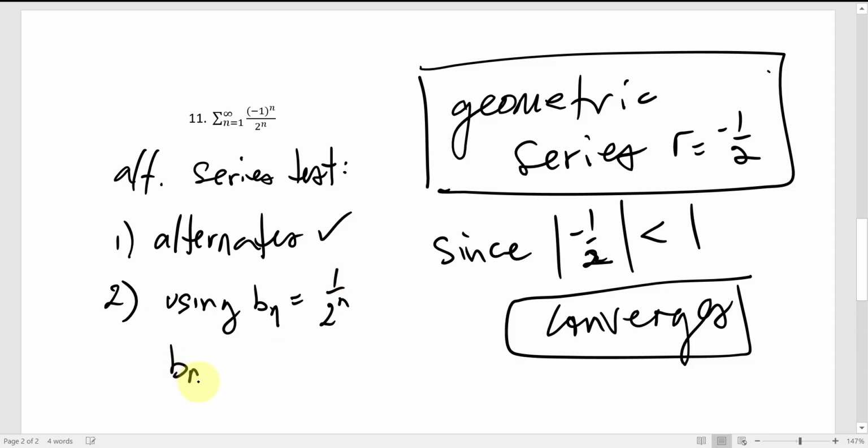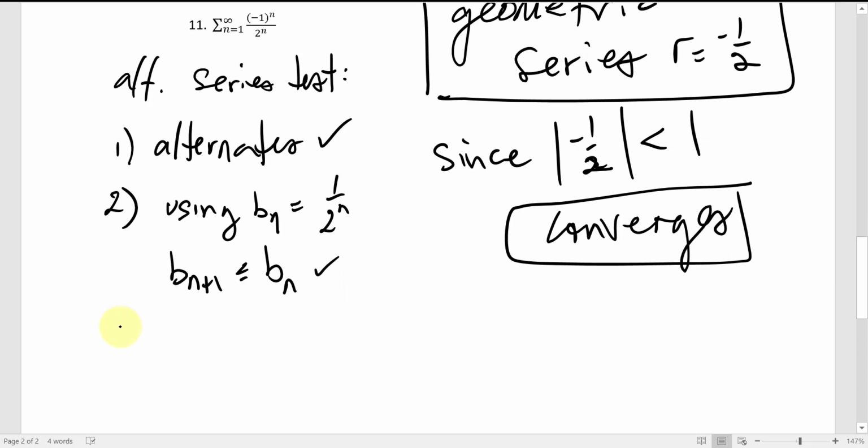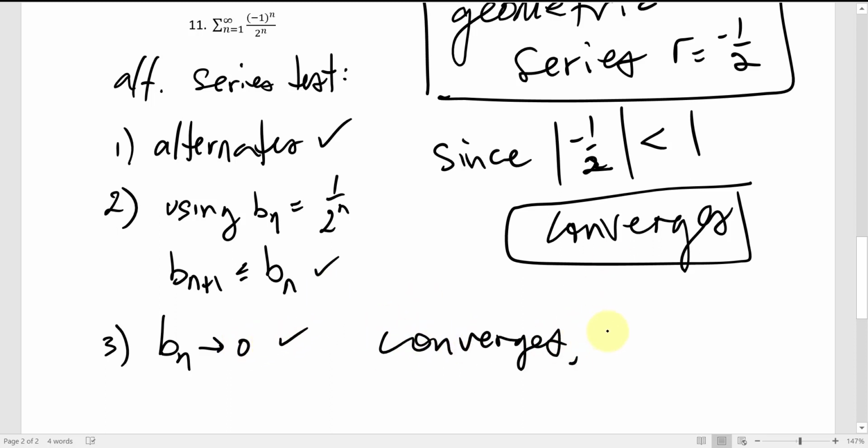And I would say you don't really have to do a derivative, because it's clear that the top is constant and the bottom gets bigger and bigger. So the terms do not increase in absolute value. And number 3, the b sub n terms do approach 0. So it converges, and it's the alternating series test that I used to confirm that.